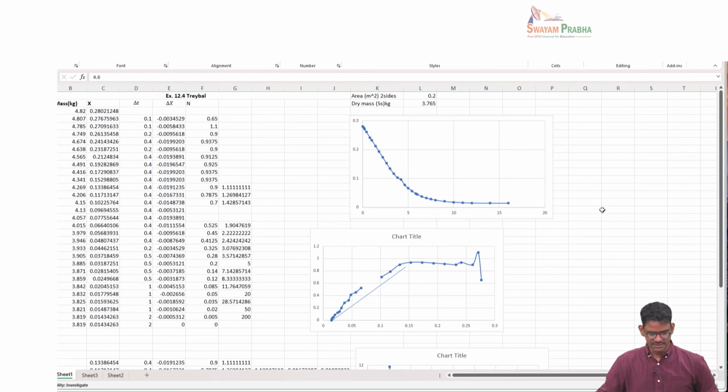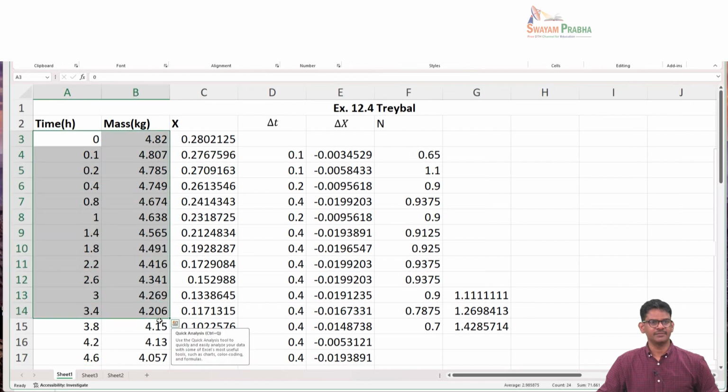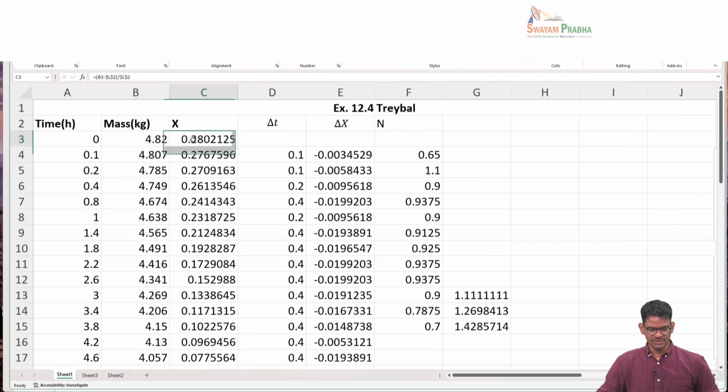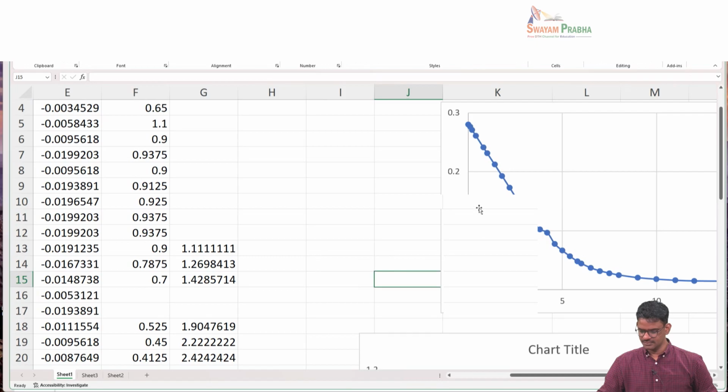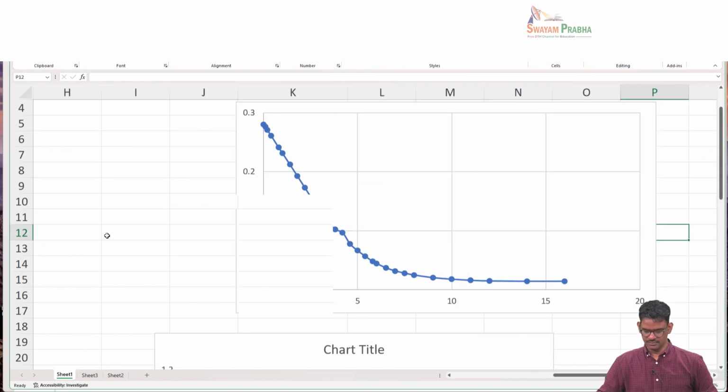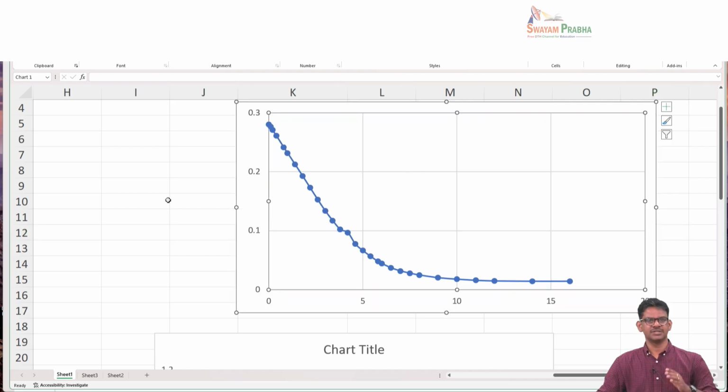So this is the actual raw data. The first thing I do is subtract the dry weight from the mass, then I get kilogram of water, and then divide this by the dry weight, I get x. So I can get time versus x. Okay, so that would look like this. Okay, so this is the drying curve.